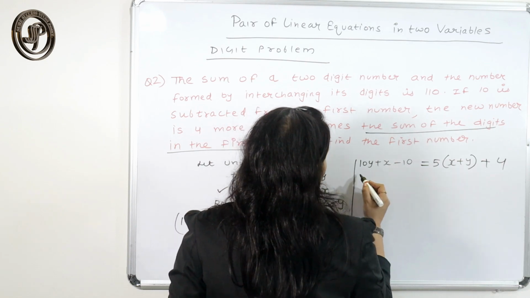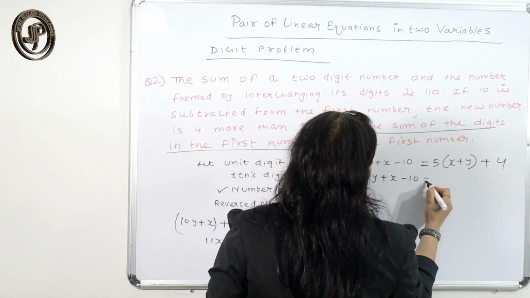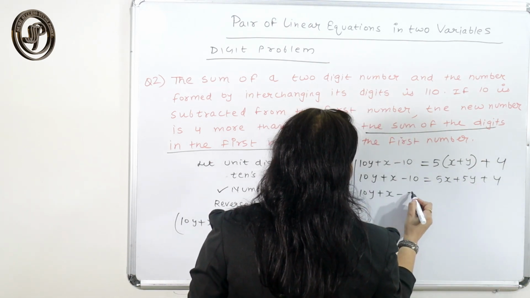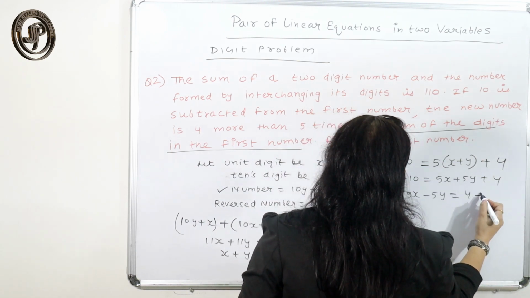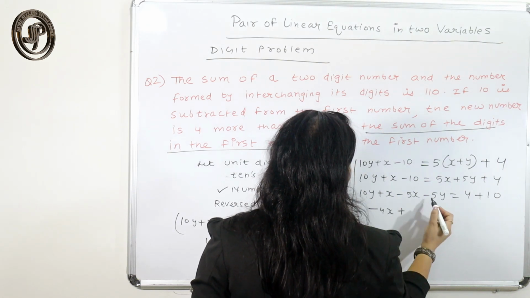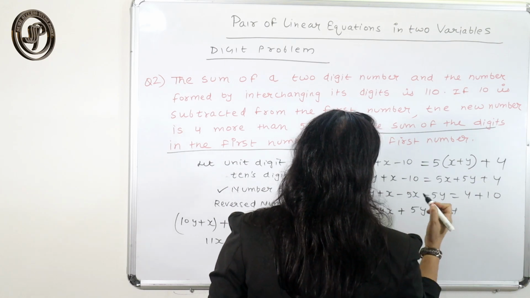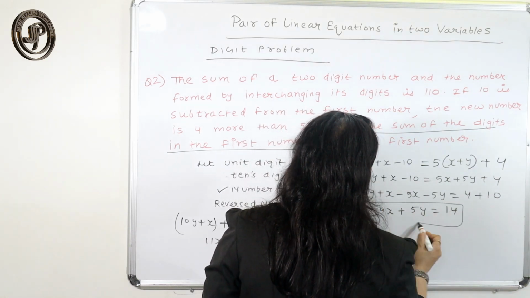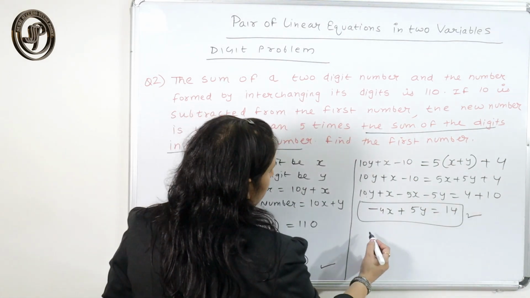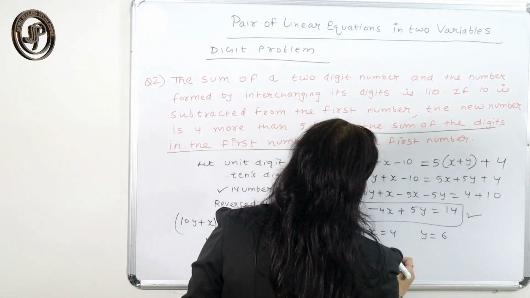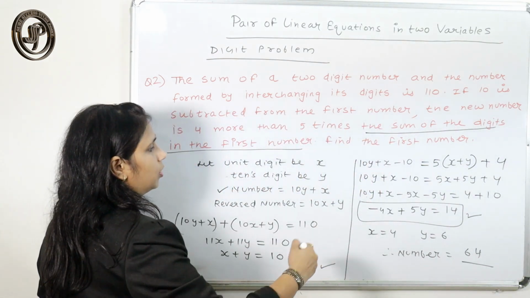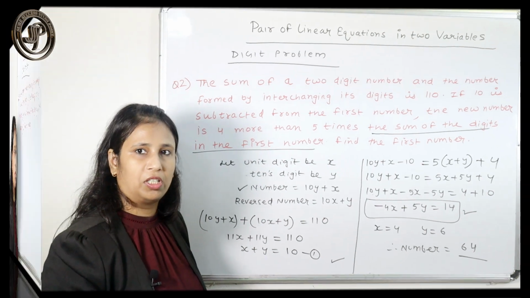Okay, so if you just simplify, what you get? 5x plus 5y plus 4. After transposing this, you will get minus 4x plus 5y is equal to 14. Okay, so this is the second equation. This is your first equation. If you solve these two equations, you will get x as 4 and y as 6. Therefore, your required first number will be 64. That you can solve by elimination or substitution method.